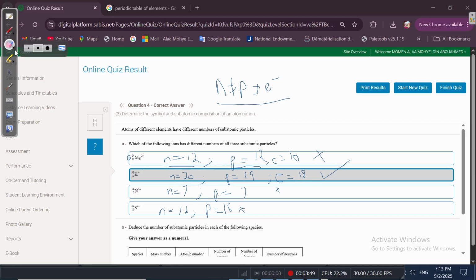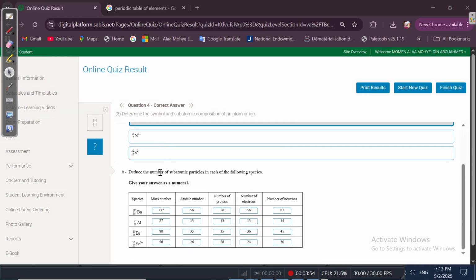I'll give you guys a minute. Deduce the number of subatomic particles. The mass number is always the number at the top. The atomic number is always the number at the bottom. The number of protons is the number at the bottom always. The number of electrons is the number at the bottom, but it also depends on the charge. The number of neutrons is the top minus the bottom.